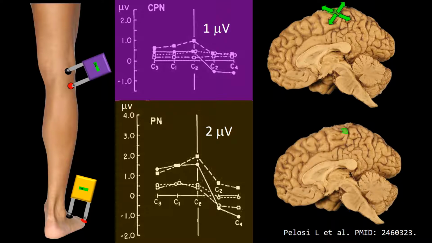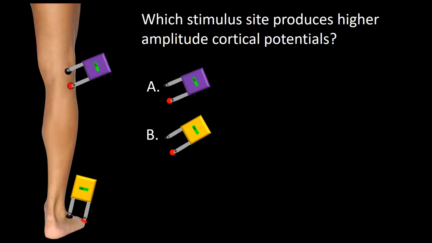On the other hand, when the stimulation occurs at the ankle, that is involving the superficial peroneal nerve, the field is more compact, thus producing a field that ends up being more readily captured at the scalp. So the answer to this question is B.